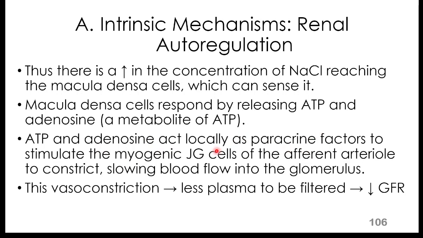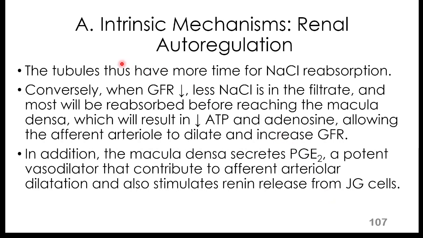They act locally to stimulate the JG cells, the juxtaglomerular cells, which, remember, we said are modified smooth muscle cells. So the ATP and adenosine stimulate these cells in the afferent arteriole to constrict, which will therefore reduce renal blood flow and thus reduce GFR. All right, and so with the reduction in the glomerular filtration rate, the tubules have more time for sodium reabsorption.